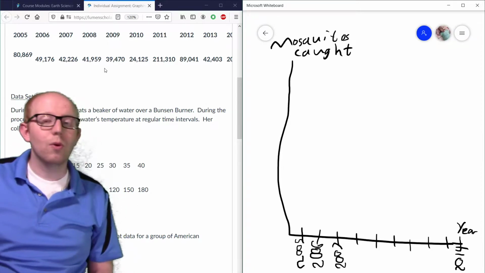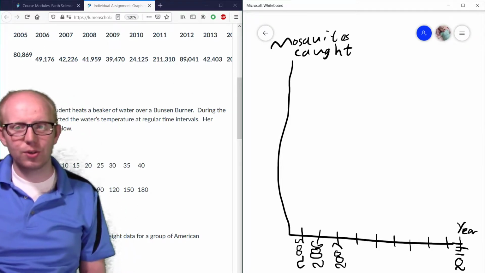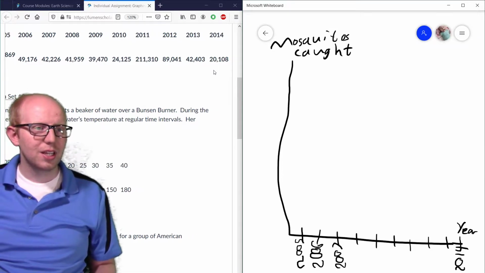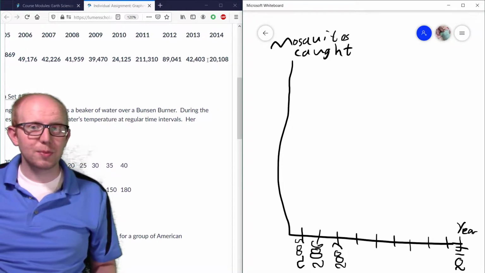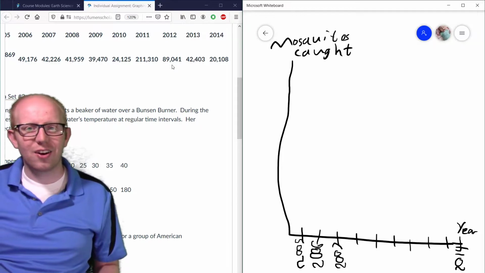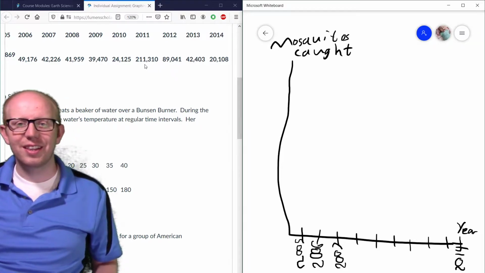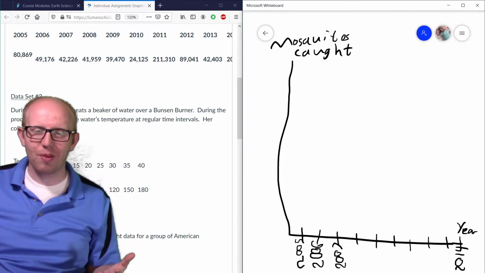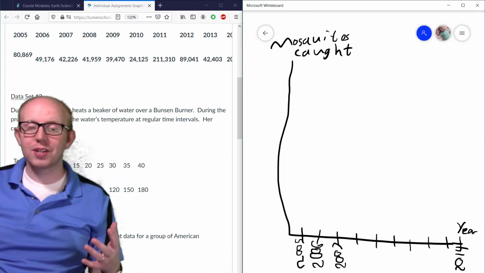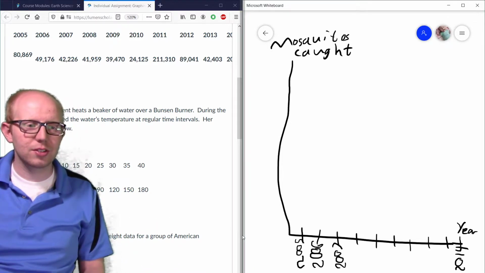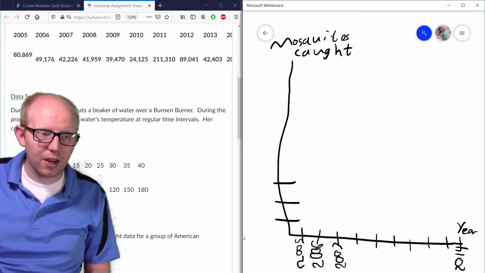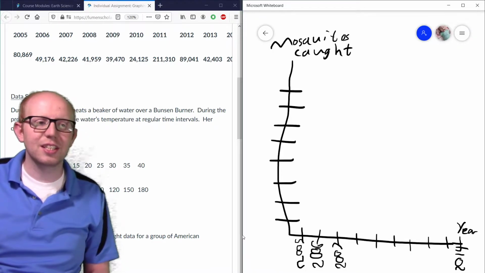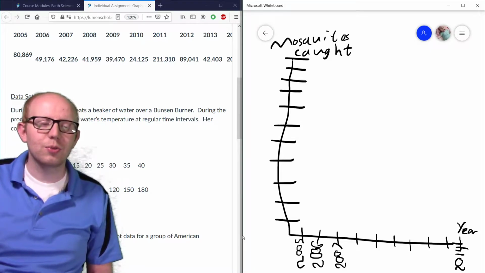What we need to do is look at our data and determine the lowest number caught and the highest number caught. If you look at all those, it looks like our lowest is about 20,000, and our highest is about 200,000. So we need marks that go between 20,000 and 200,000. If we want about 10 marks, that's about 20,000 each. So let's do 20,000, 40,000, 60,000, 80,000, 100,000, 120,000, 140,000, 160,000, 180,000, 200,000, 220,000.